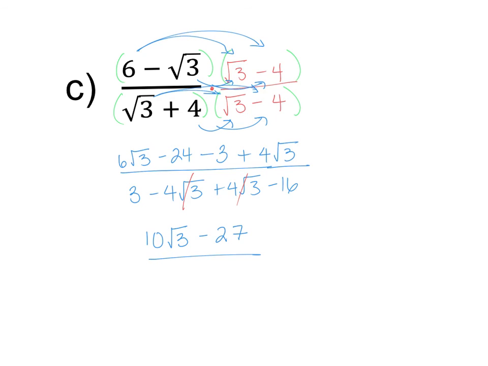And then from here, I'm going to clean up the bottom. 3 minus 16 is going to give me negative 13. And 10, 27, and 13 don't have anything common to reduce. So I'll leave my answer like this. So that's it for this video.